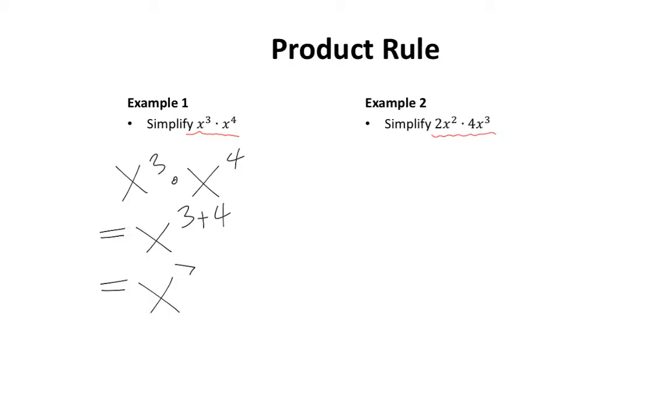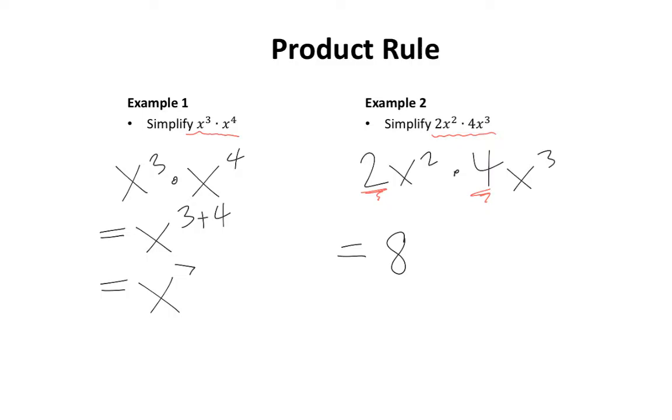In our second example, we want to simplify 2x to the power of 2 multiplied by 4x to the power of 3. Let's first rewrite this question. 2x to the power of 2 multiplied by 4x to the power of 3. Before we deal with the exponents, let's take a look at the coefficients. 2 multiplied by 4 is 8.